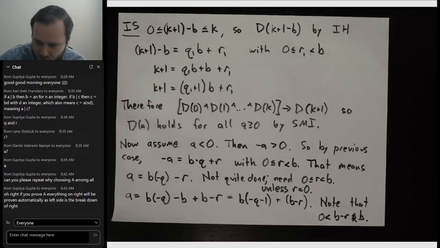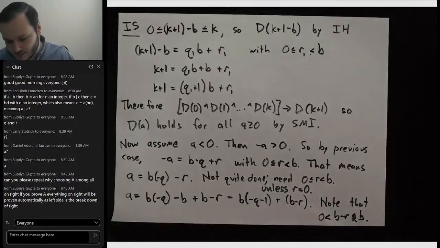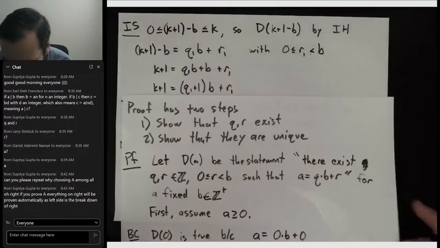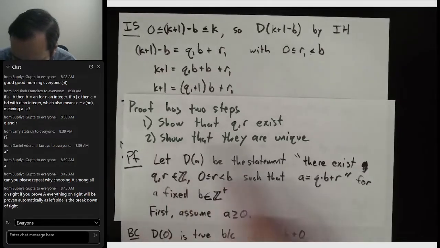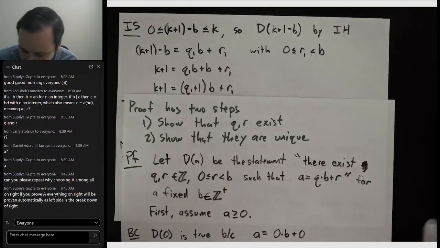Okay, I'm going to pause here. This is a long proof. The proof of the division algorithm, it's the longest proof we've seen so far in the course. Where are we? We have these two steps. We haven't gotten to step 2 yet. Right now, we're just showing that Q and R exist.